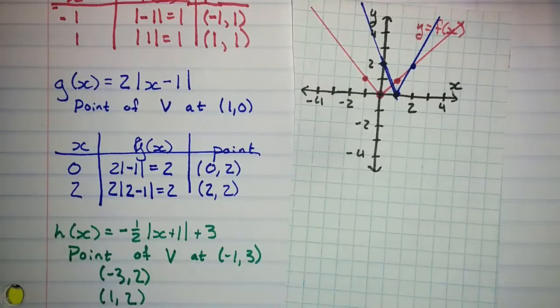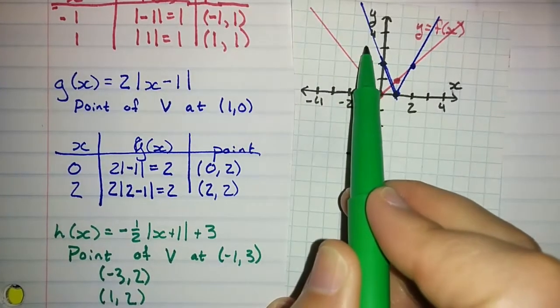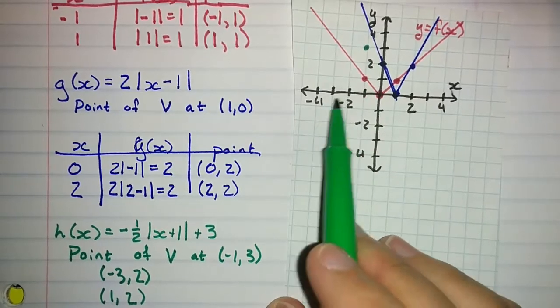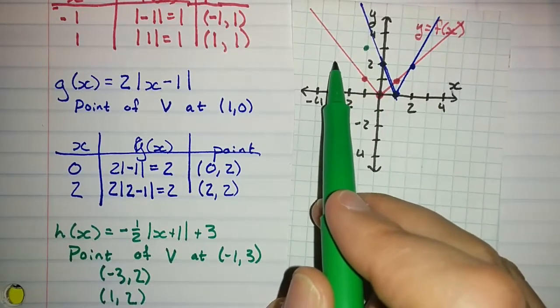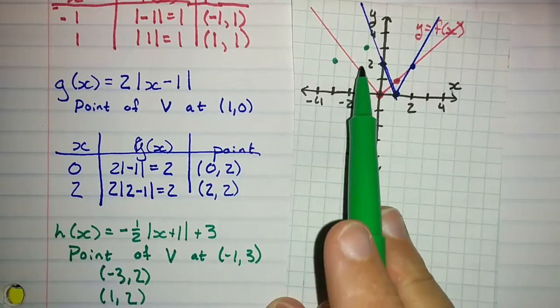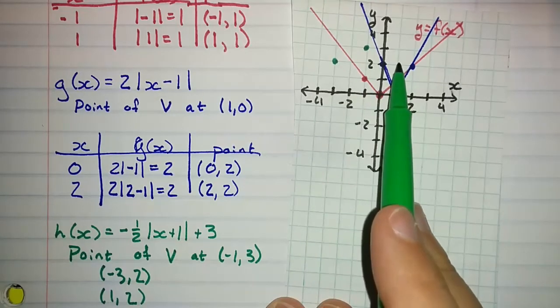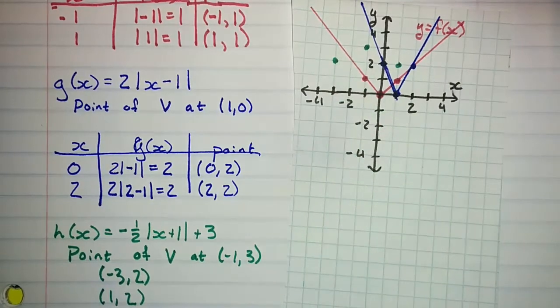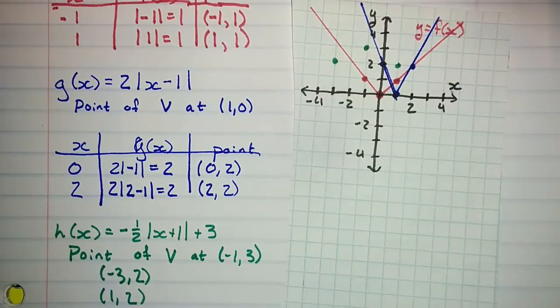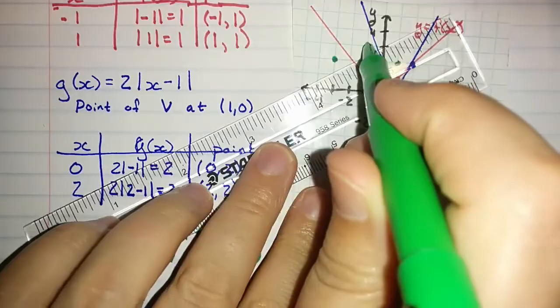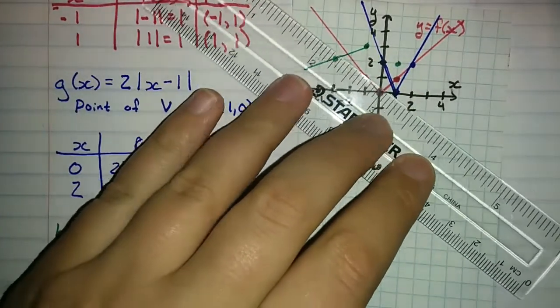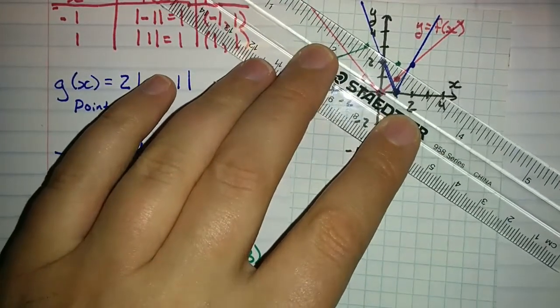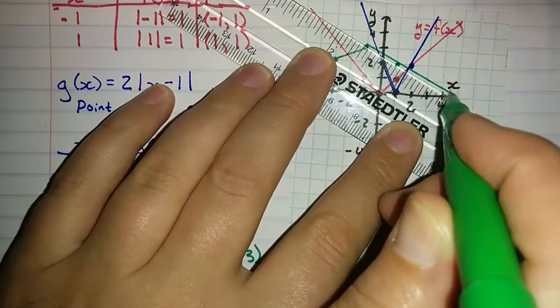So my points are going to be x is -1, y is 3. x is -3, y is 2. x is 1, y is 2. Right, we see that the V is going to open downward. Get the ruler, fill in the lines.